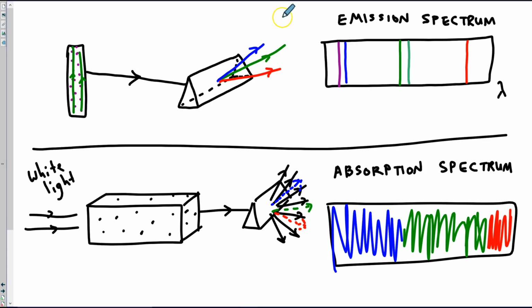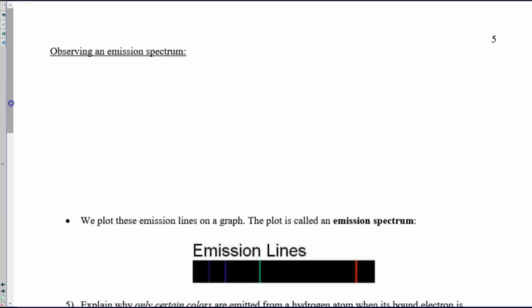And so what would we do? We would look down here. We would say this purple that was here, there's a missing line. And the blue here, that's missing because it got absorbed by the atom. And the greens that were here and here, they got absorbed. And this red right here got absorbed. Now, I haven't done a great job of showing you what the spectrum looks like. So let's see an actual example.